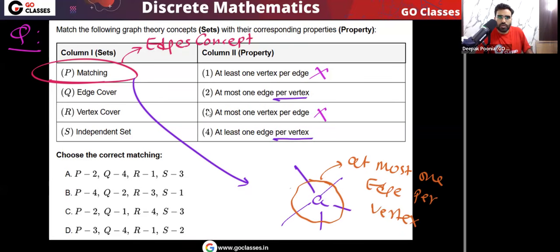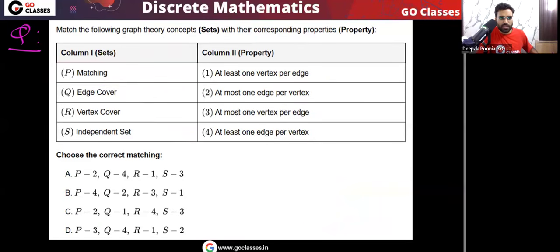Okay, very simple. So the answer here will be at most one edge per vertex. So remember, P will match with 2. So these options are gone. I hope you understood. Similarly, you can see, what about edge cover?